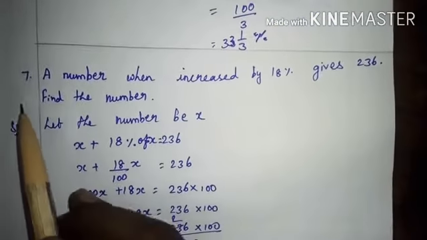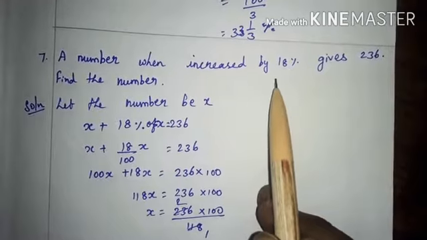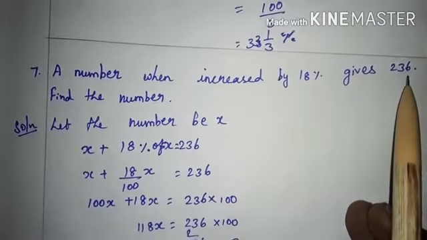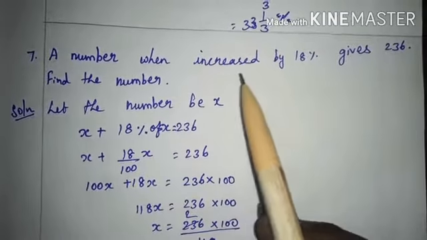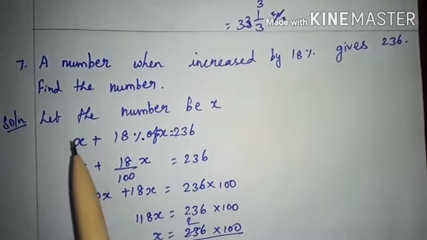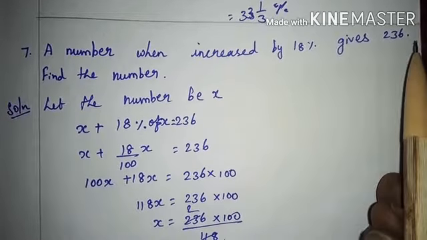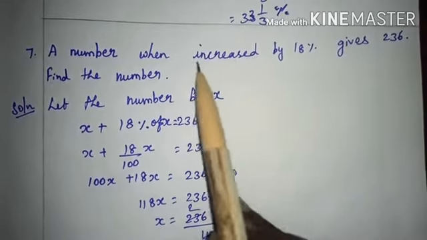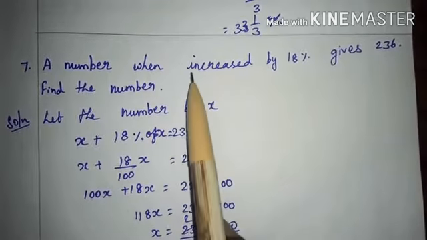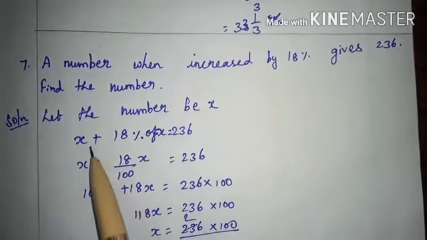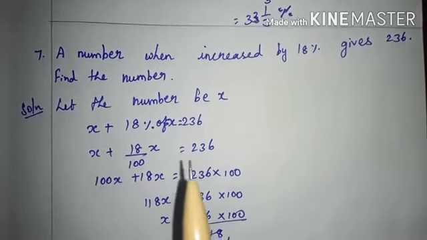The next sum: a number when increased by 18% gives 236. Find the number. A number when increased by 18%, that is the number plus 18% of the number, we get 236. If it is given as increased, you have to put the plus sign. If it is given as decreased, then you have to put the minus sign and subtract the value, and you have to find the value of the number.